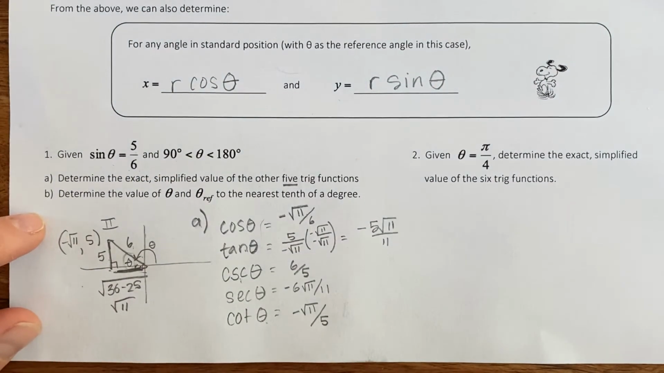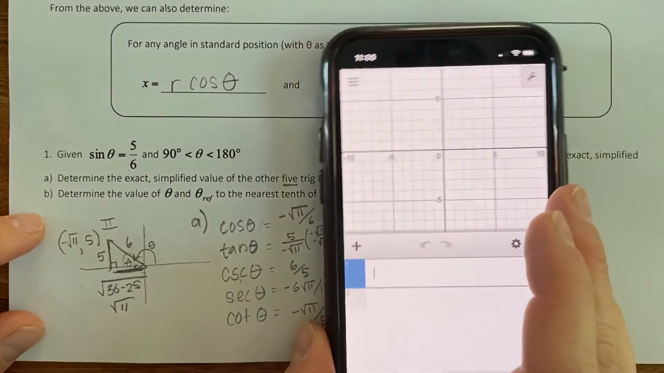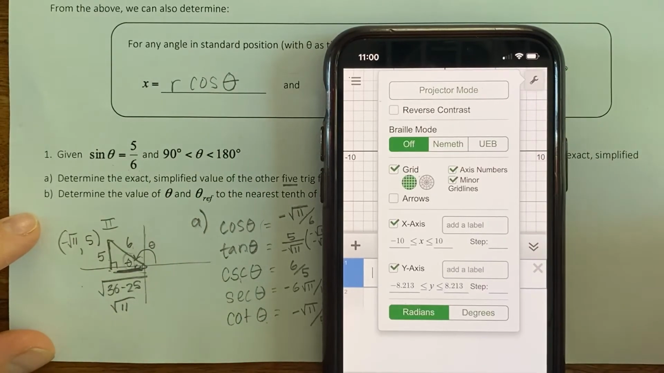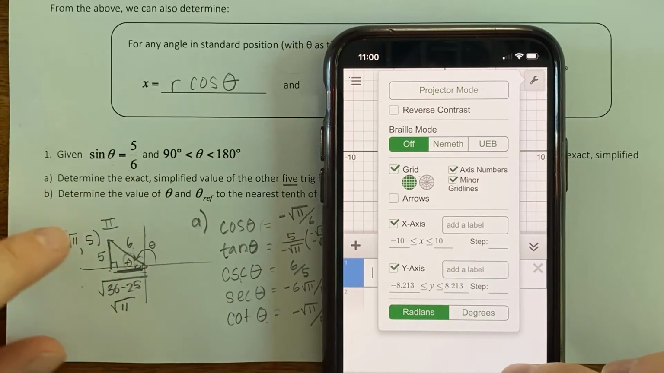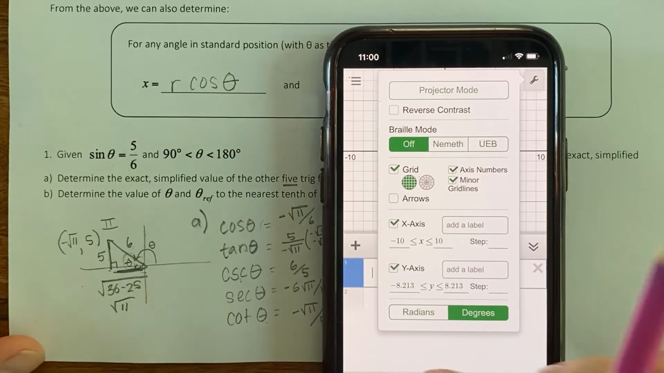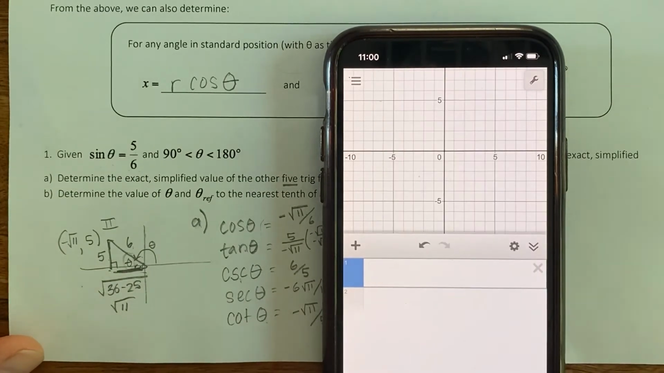And now when we think about B, determine the value of theta and what this reference theta is to the nearest tenth of a degree. So we're going to go over here to Desmos, or you can use your other calculator. I just didn't know where mine was, so I'm just using the phone. So I'm going to go to this little wrench, and because we're told we're in degrees here, I'm going to go into degrees there. So far, we're good? All right.